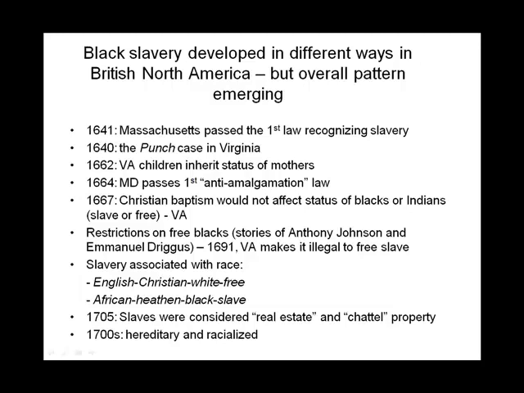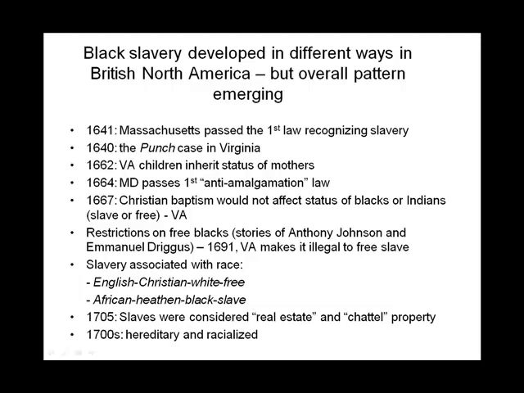In 1640 in Maryland, you have, in Virginia, you have the Punch case, making that distinction between blacks and whites, black indentured servants and white indentured servants. In 1662, Virginia passes a law providing for hereditary slavery. Children inherit the status of their mothers.